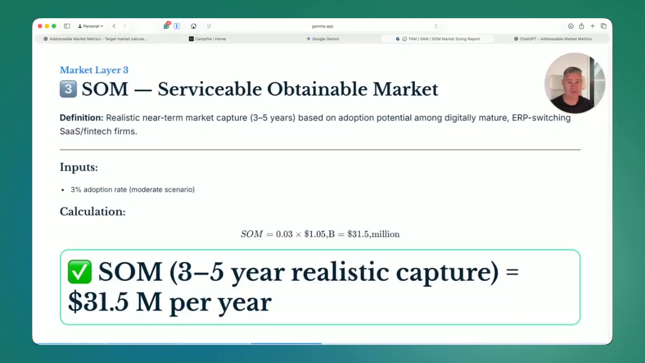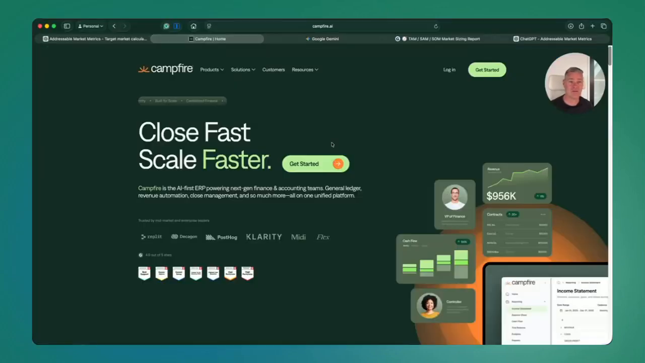You could have this too for whatever company you want to put into the tool as well. Now we're going to go to obtainable market. The obtainable market is really very, very conservative. So I've taken only 3% who are actually considering this solution. And this still leaves us with $31 million a year in revenue for Campfire.